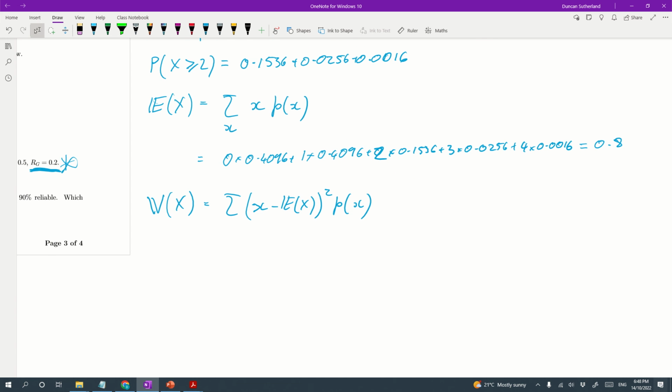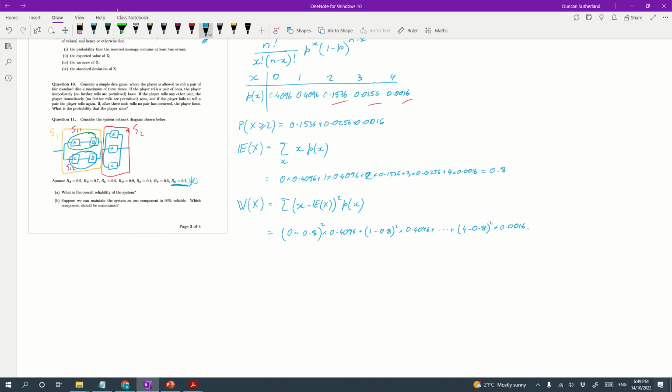There is a formula you can remember for the expectation of a binomial. You can actually calculate it explicitly, but that's fine. So this is now (0 minus 0.8) squared times 0.4096 plus (1 minus 0.8) squared times 0.4096 plus, and so on, plus (4 minus 0.8) squared times 0.0016. That has some answer, which I'm not going to compute. I'm too lazy to put that in my calculator, I'm afraid. The standard deviation is just the square root of the variance. So once you have this variance value, you can compute the standard deviation.